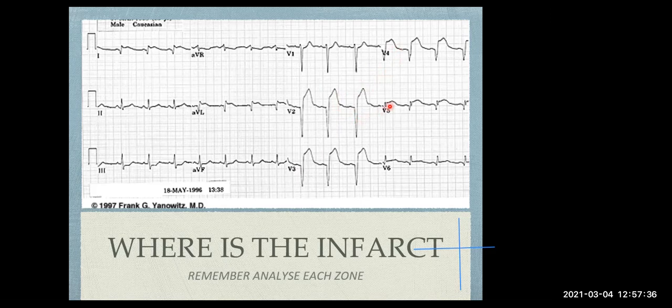anteroseptal side. We come to V5, V6, 1 and AVL. So let's look at V5 and V6. Again, we can see ST elevations, and in leads 1 and AVL, we can also see ST elevations. So that means this infarct has not only involved the septum, it's involved the anterior and the lateral wall. So it's an extensive infarct. And these ones are just picking up the reciprocal change.